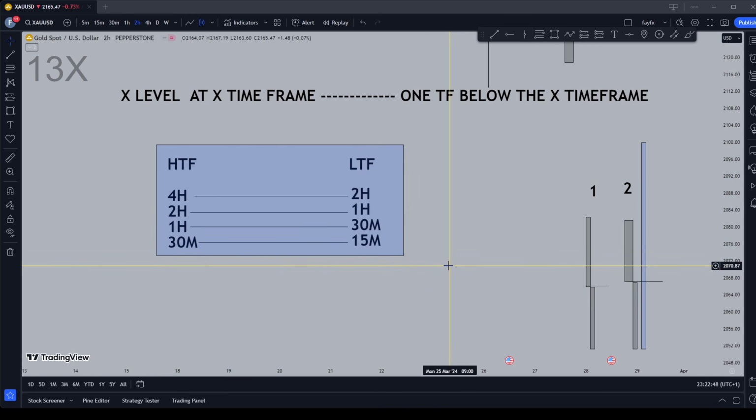You should remember this. Higher time frame, lower time frame. For higher time frame, we are going to use 4 hours, 2 hours, 1 hour, 30 minutes. For lower time frame, we are going to use 2 hours, 1 hour, 30 minutes, and 15 minutes. Remember this.